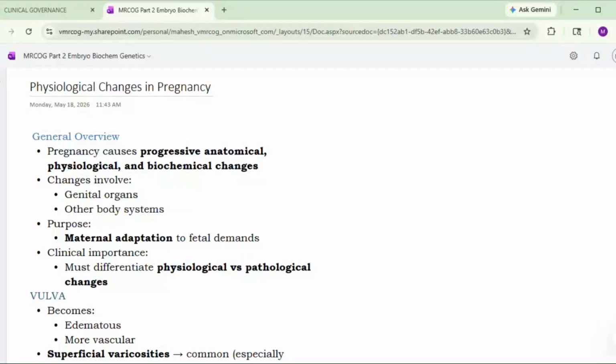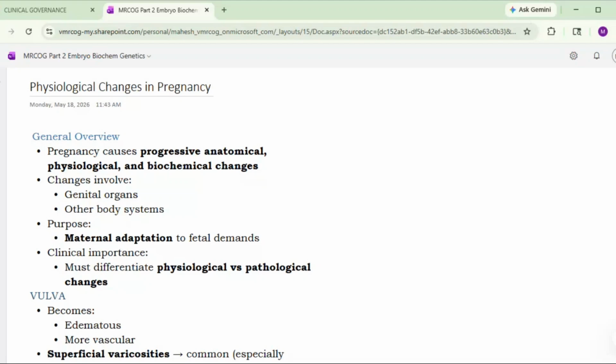Today we'll start with the physiology module, and today's topic is the physiological changes in pregnancy. This topic is very important because there will always be 3 to 4 SBAs from this particular topic. So listen to the talk very carefully till the end.